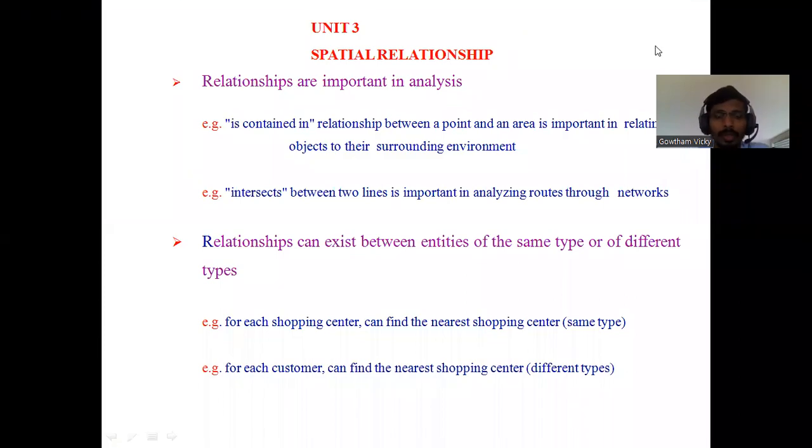Next, unit 3, the spatial relationships. The spatial relationships are important in analysis. It can be a relationship between a point and an area. It's important for relating the object to the surrounding environment.